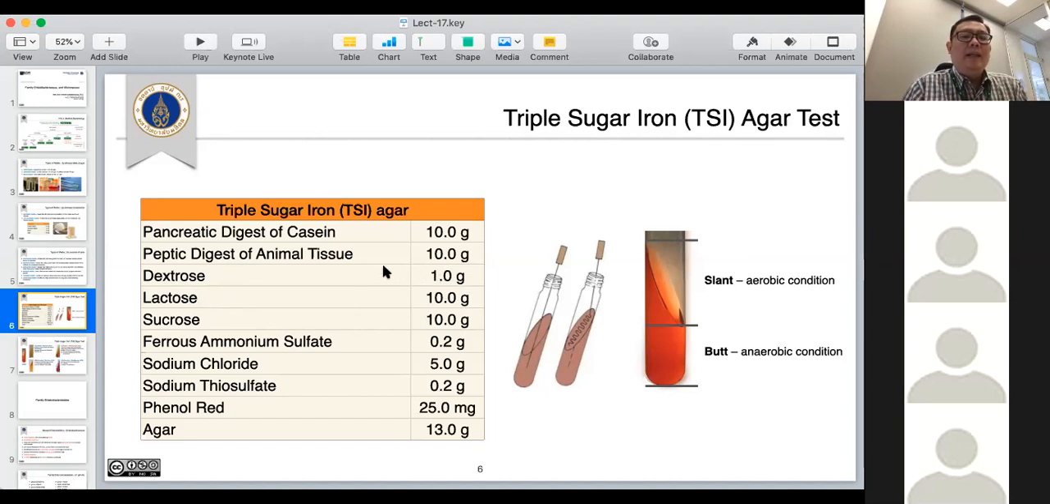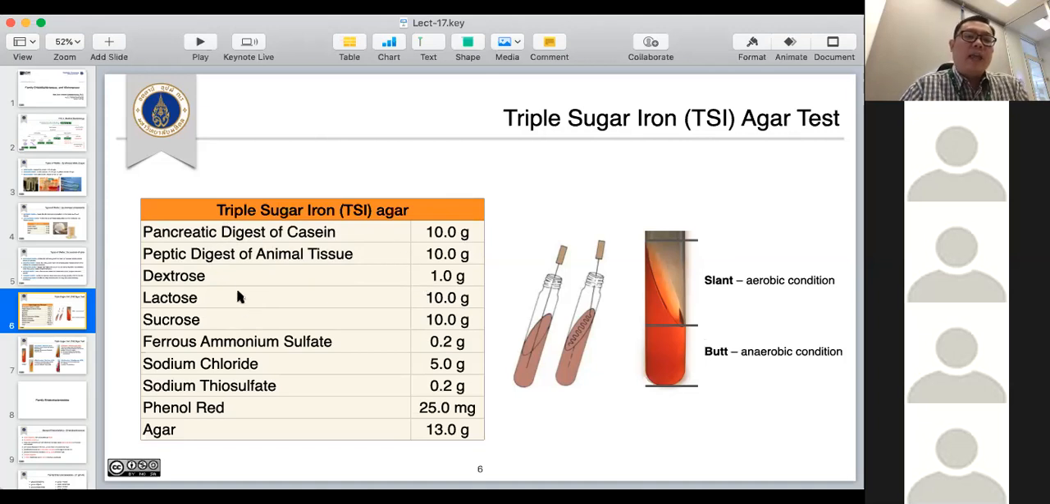And then they need to use lactose or sucrose or both, because they contain a total of 20 grams, a lot, in the media. But if they cannot ferment lactose or sucrose, they probably find another energy source from peptic digest of animal tissue or pancreatic digest of casein. These are amino acid salts, also 20 grams. Okay.